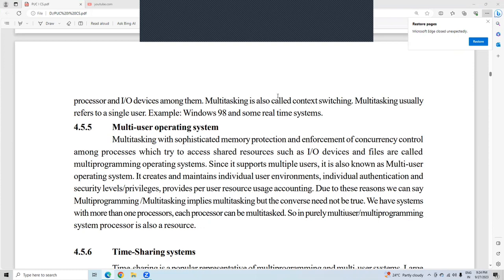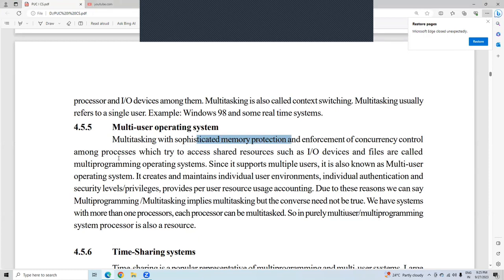Since it supports multiple users, it is also known as a multi-user operating system. Here, multitasking comes with sophisticated memory protection and enforcement of concurrency control among the processors.